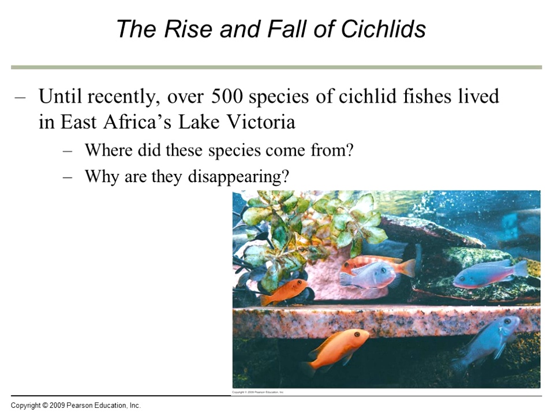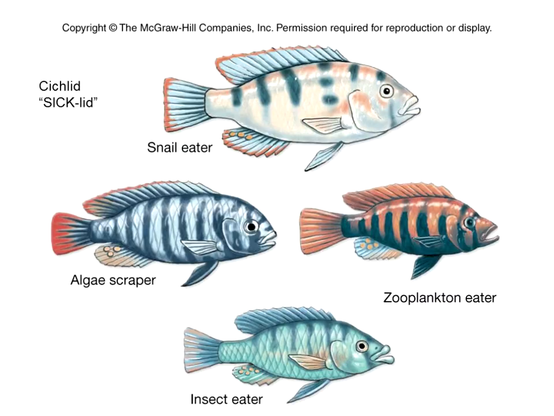They're all very closely related to each other, but how did this many species evolve in that lake? And then the other question becomes, why are they disappearing now? So we're getting at some of our environmental issues as well. So the pronunciation of the fish is called cichlid.